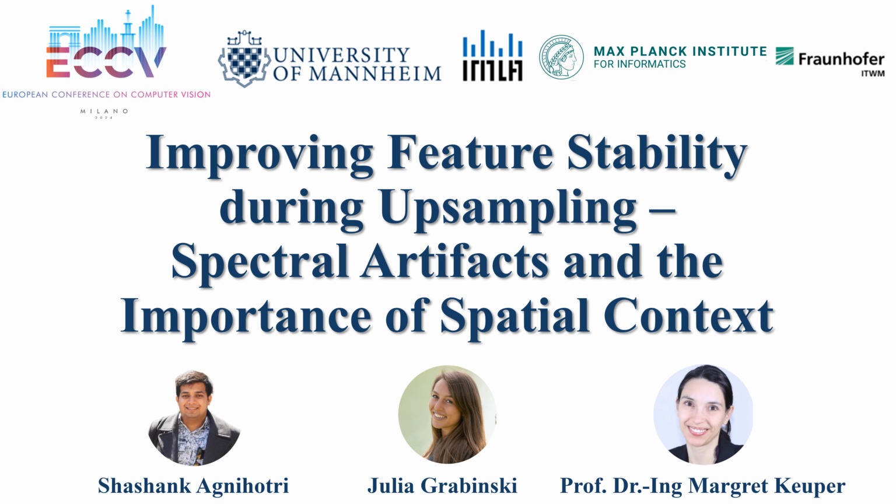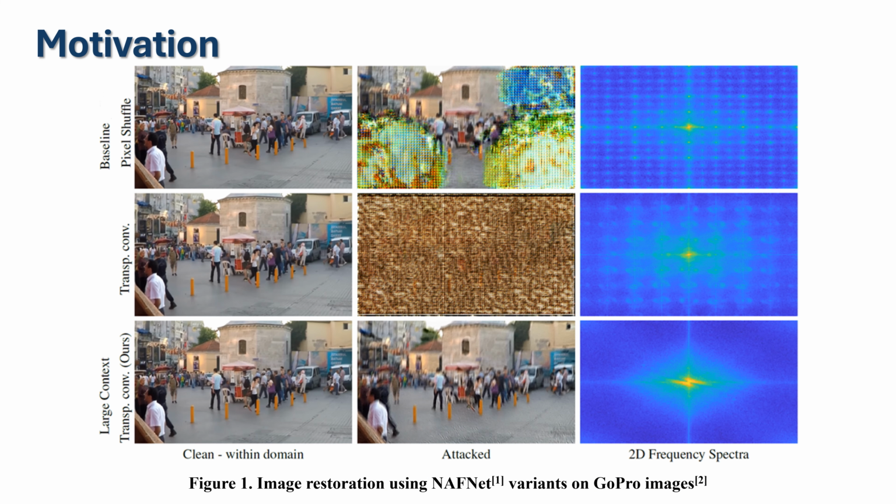Hello, I am Shashank Agnihotri from University of Mannheim presenting our ECCV 2024 paper Improving Feature Stability During Upsampling, Spectral Artifacts and the Importance of Spatial Context. This is a joint work with Julia Grabinski and Professor Dr. Margret Keuper. First, let's look at the motivation for this work.